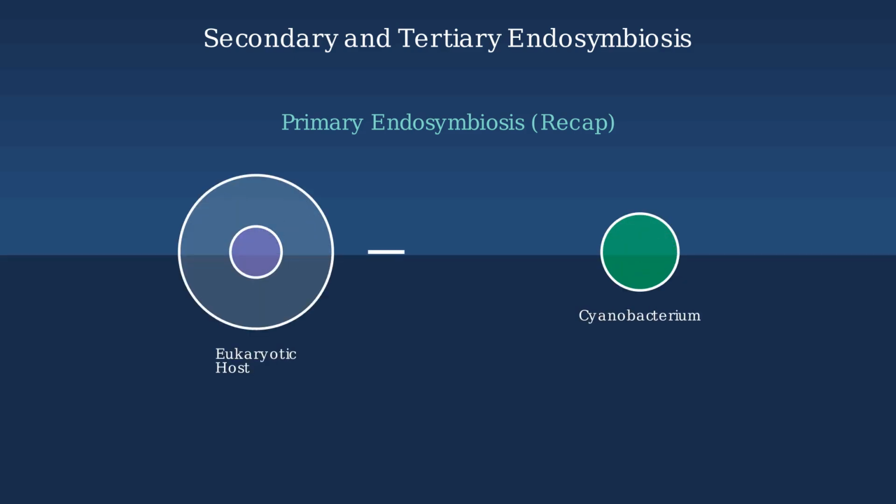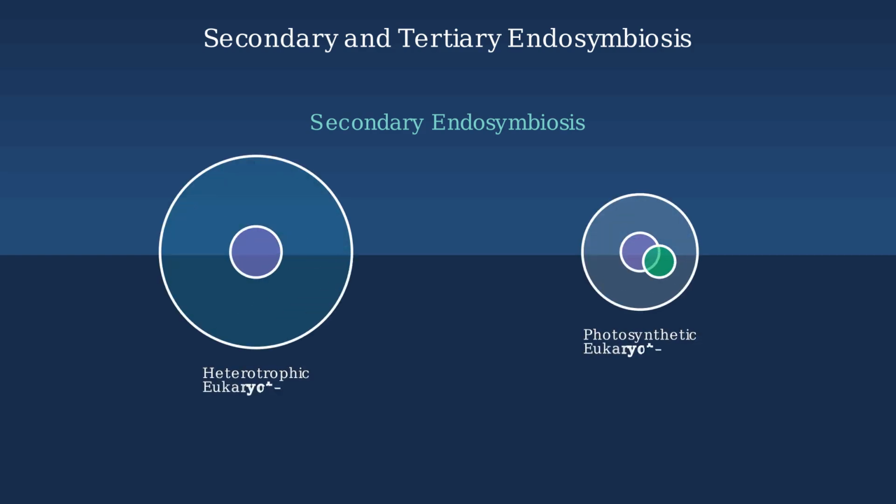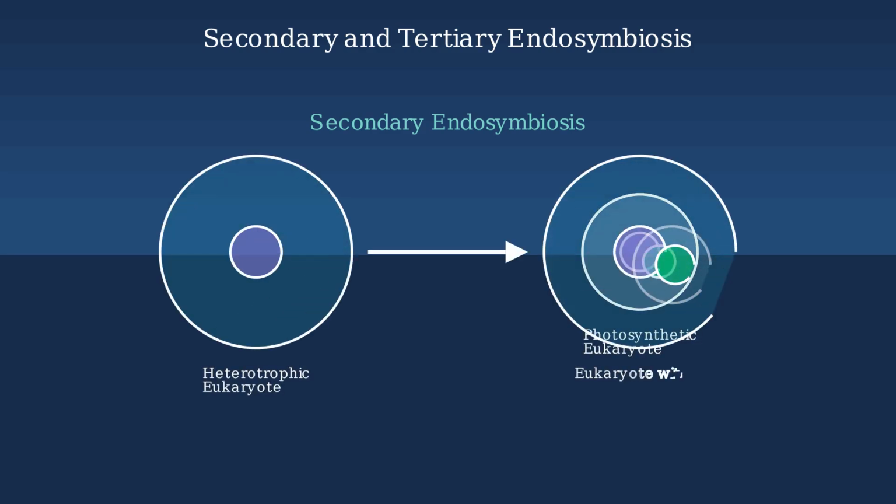Beyond the primary endosymbiotic events, evolution continued through even more complex cellular mergers. In primary endosymbiosis, a eukaryotic cell engulfed a photosynthetic bacterium, giving rise to the first plant cells. But the story didn't end there. Secondary endosymbiosis occurred when another eukaryote engulfed a eukaryote that already contained a chloroplast. In this process, a heterotrophic eukaryote engulfed a photosynthetic eukaryote that already contained a chloroplast from primary endosymbiosis.